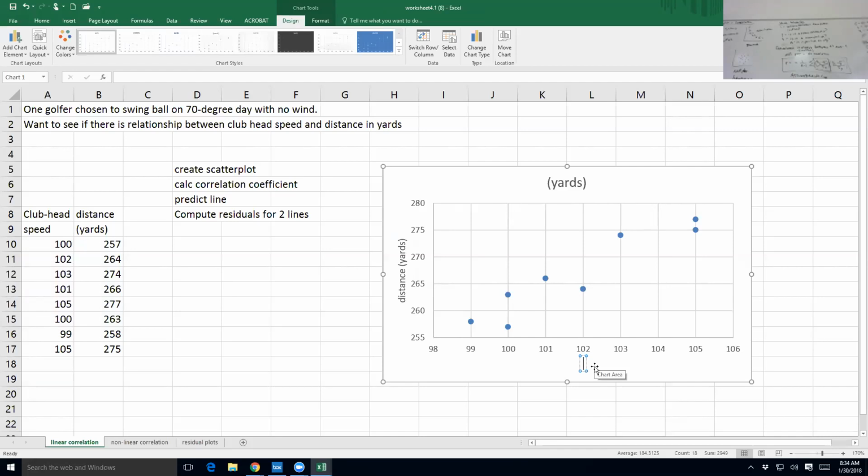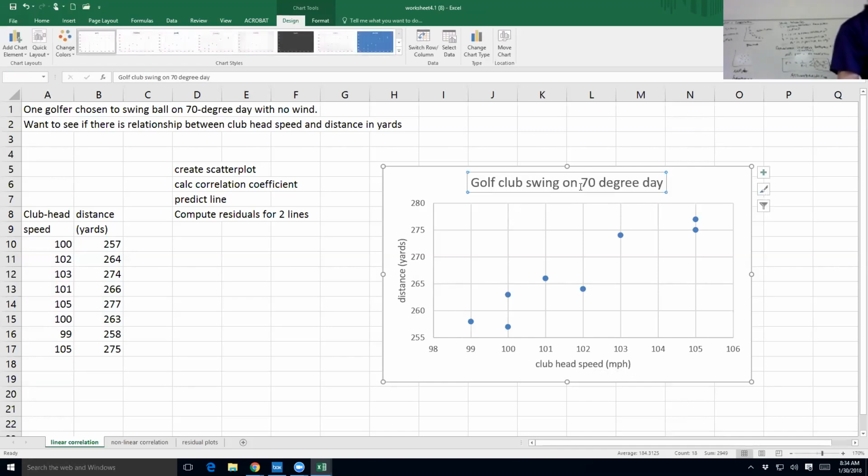Where did we measure this in? This is club head speed, and the units are miles per hour. And this is golf club swing distance on a 70-degree day.